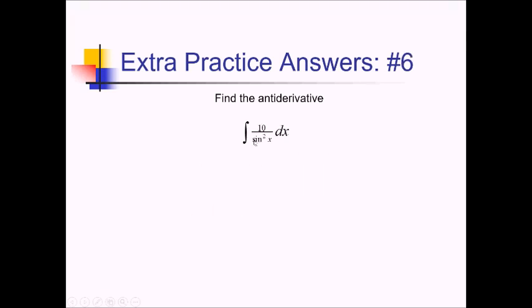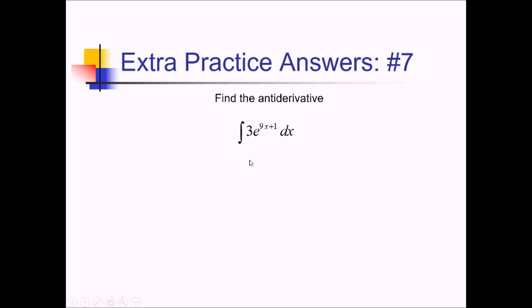To help us out on this antiderivative, we're going to start by using a trig identity. Instead of writing 10 over sine squared of x, I'm going to write 10 times the reciprocal of sine squared of x, which is cosecant squared of x. Now that I've rewritten it like this, I do know the antiderivative of cosecant squared. That's going to be negative cotangent of x. We have a 10 along for the ride, so this is -10 cotangent of x plus c.